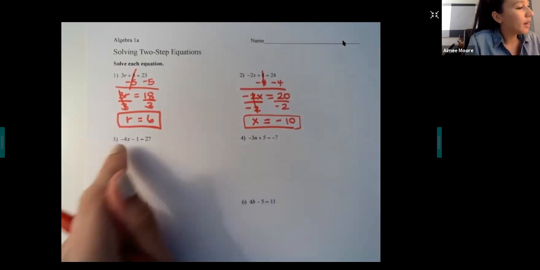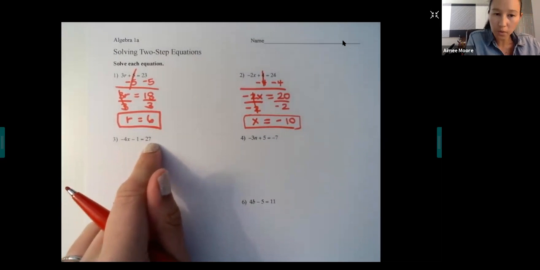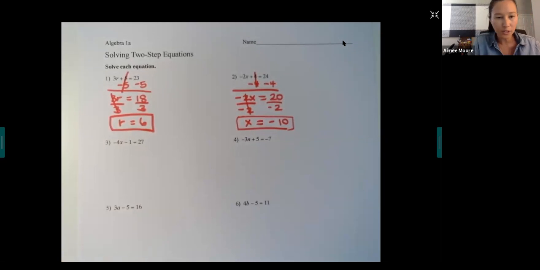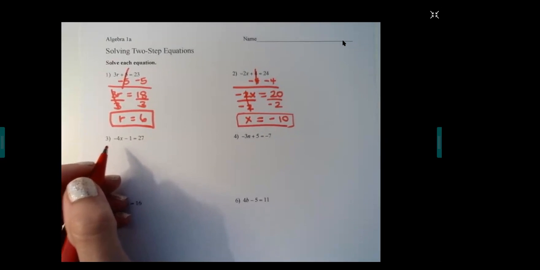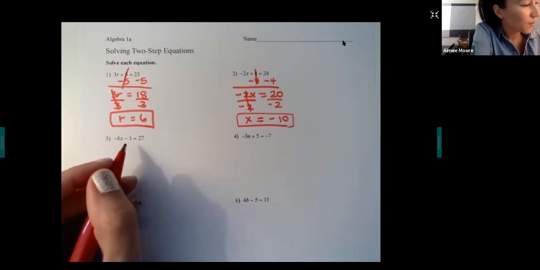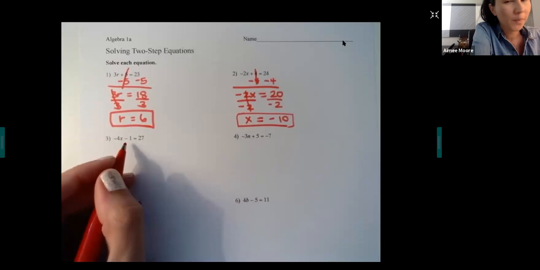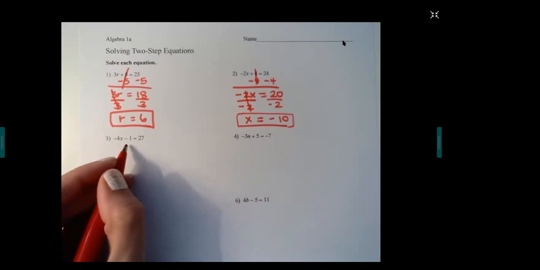Okay, so number 3, negative 4x minus 1 equals 27. Amari, what would you do first? We'll go in alphabetical order. Cancel out the 1. Good. So what am I going to do? So if it's a negative 1. Subtract it with negative 1? Sorry.